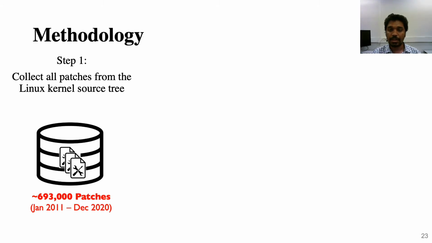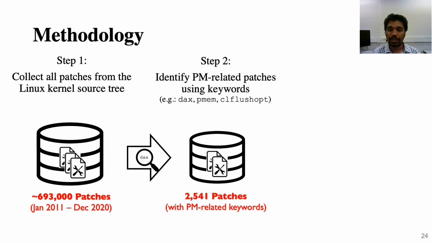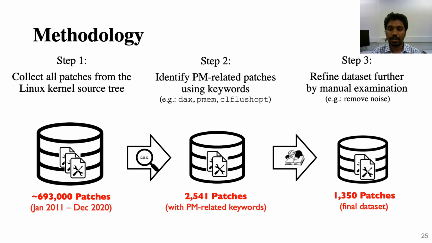Typically, changes to the kernel are submitted in patches. We collect around 693,000 patches submitted to the Linux kernel source tree between 2011 and 2020. We then prune this dataset by searching for patches with PM-related keywords such as DAX, PMM, and others. This resulted in 2,541 patches. Next, we do a manual inspection of these patches to remove any noise. At the end, we had 1,350 PM-related patches.